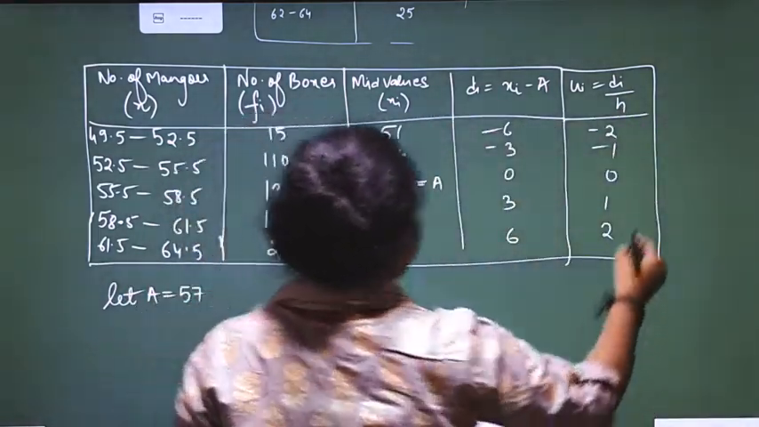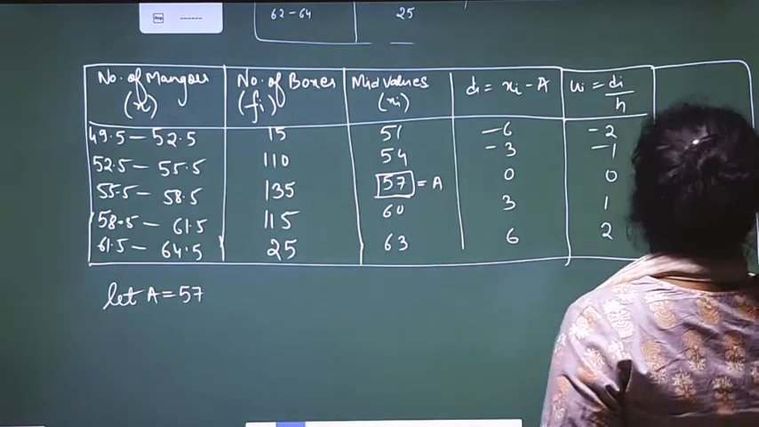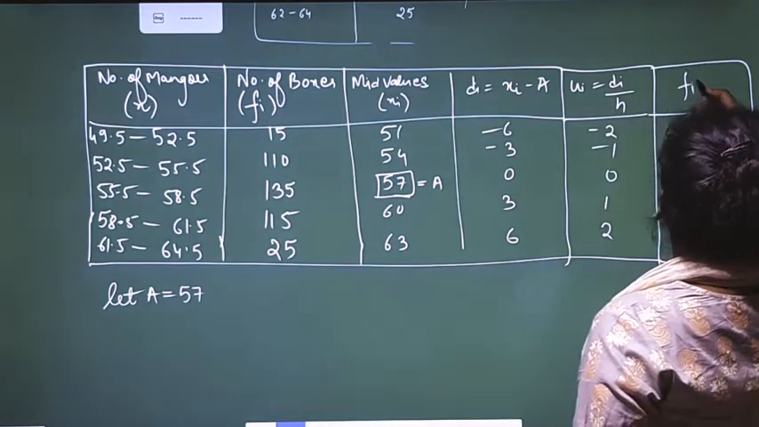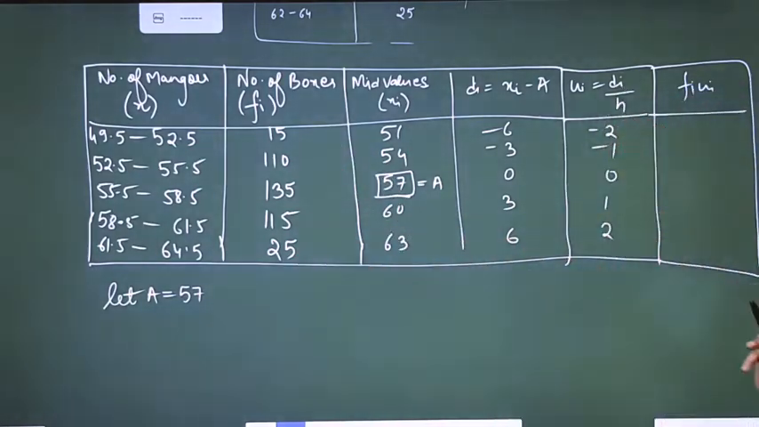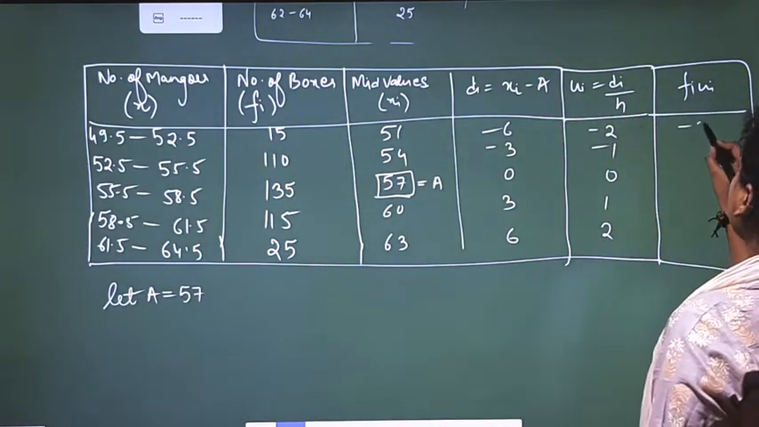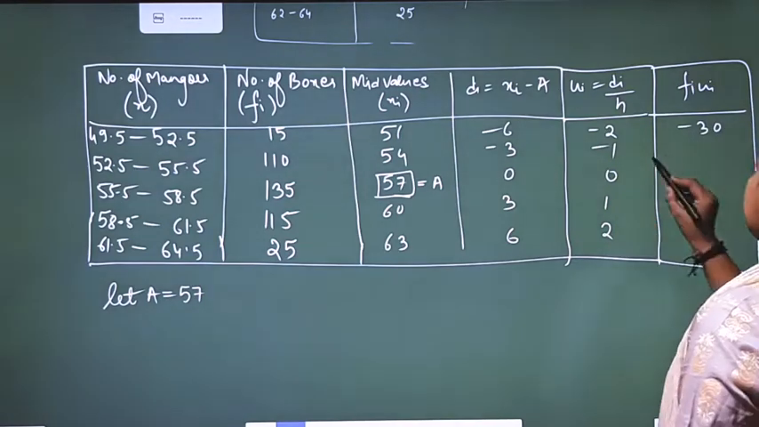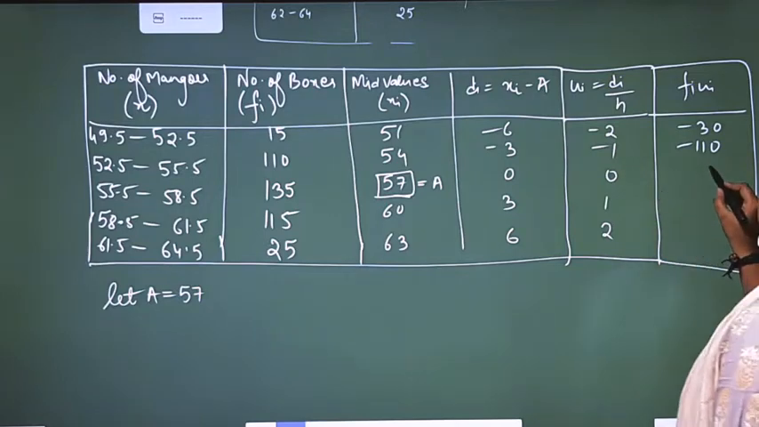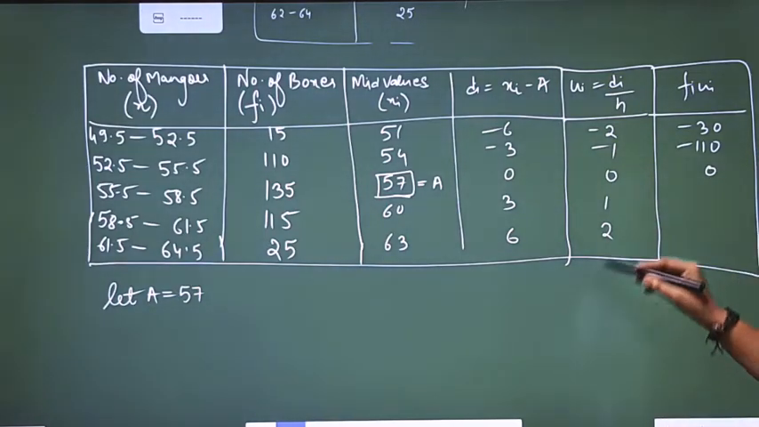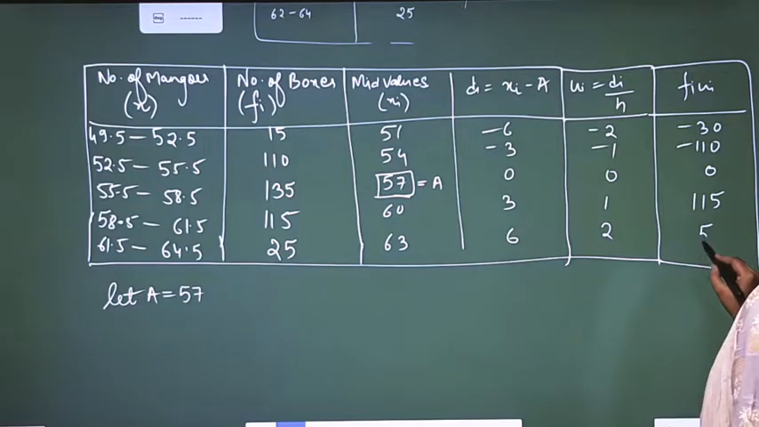Now also we have to find the value of fi into ui. So we have to multiply the fi with this ui. 15 into minus 2 gives us minus 30. 110 into minus 1 gives us minus 110. 135 into 0 gives us 0 only. 115 into 1 gives us 115. 25 into 2 gives us 50.